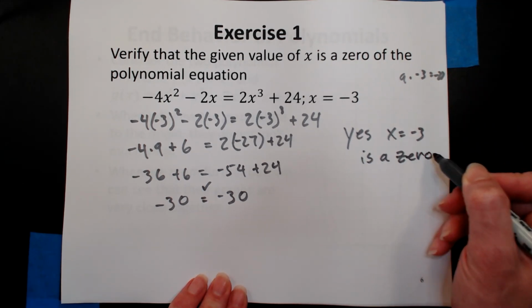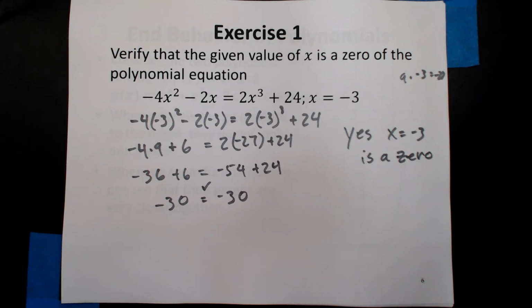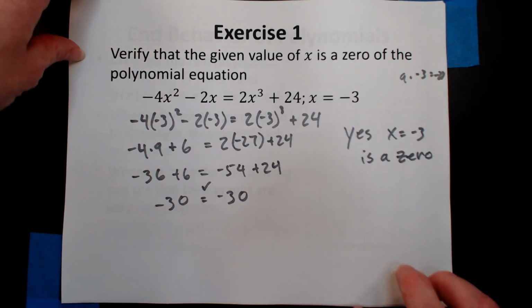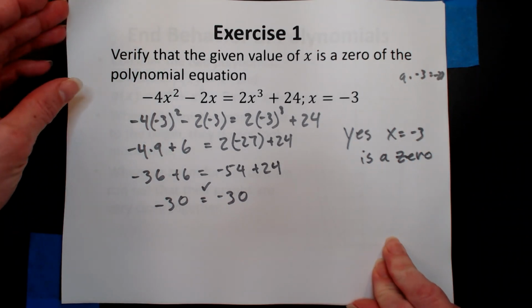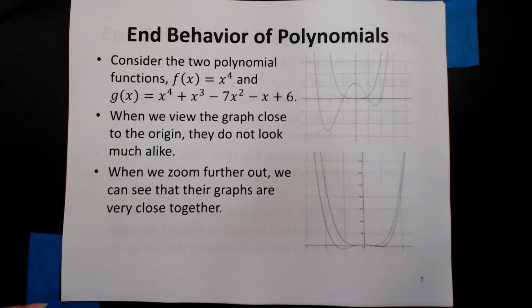There could be other zeros, but we check to make sure that it made the equation true, so we know that this one is a 0. To find the other zeros, we'd need other tools. We'll talk more about those later.